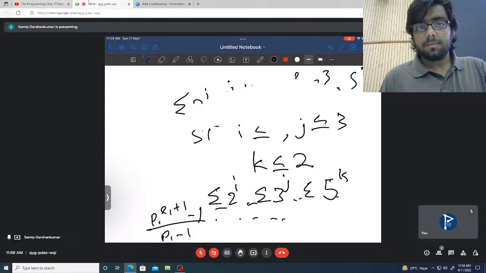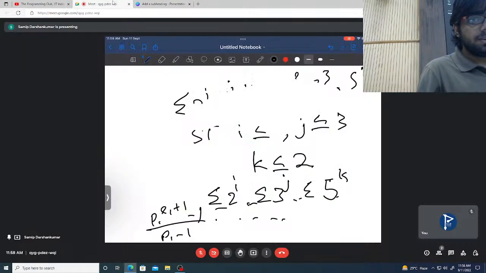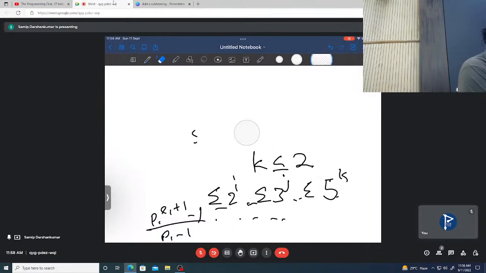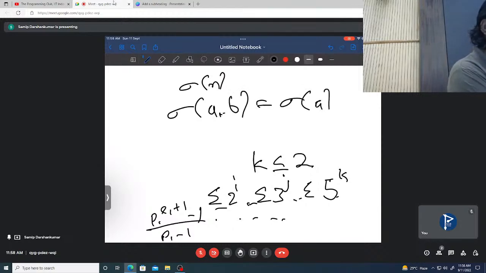So again, the sum of divisors property: we can do this in the case of coprime numbers. Let me demonstrate here. Let me denote the sum of divisors by sigma. So sigma of n is the sum of divisors of n. So sigma of a into b equals sigma a into sigma b, if a and b are coprime.